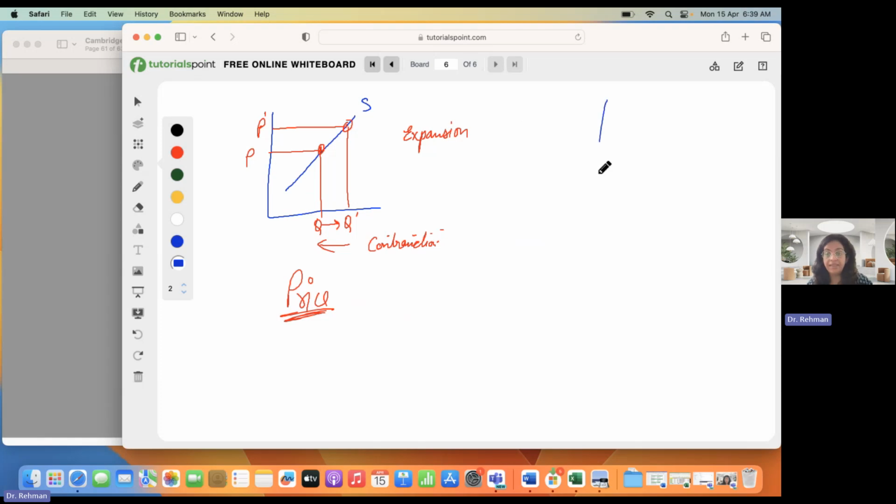On the other hand, if my supply curve entirely shifts towards the right, S to S dash, this is called an increase in supply. And if it moves from S dash to S, it is called a decrease in supply. Okay. This doesn't happen because of the prices. It happens because of factors other than prices.